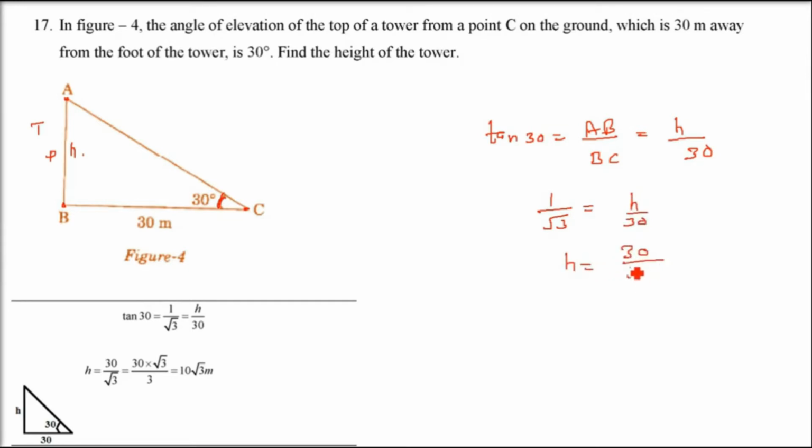So let's get rid of this root 3 in the denominator. Multiply numerator and denominator by root 3. So you get 30 root 3 by root 3 into root 3, which is 3. So 30 by 3 is 10. So it's 10 root 3. AB, the tower height, is 10 root 3.